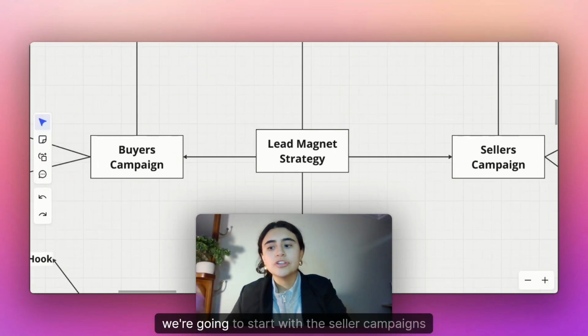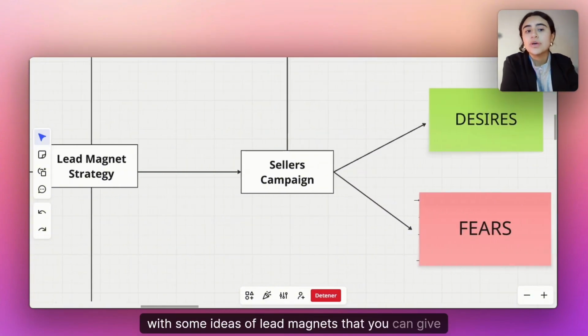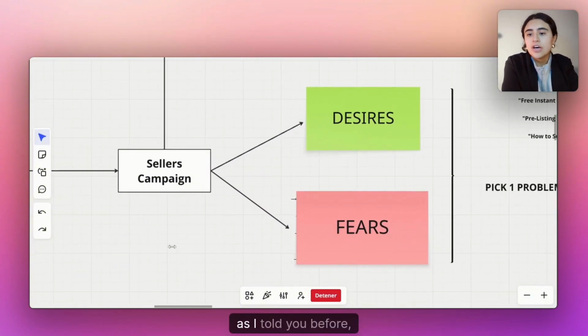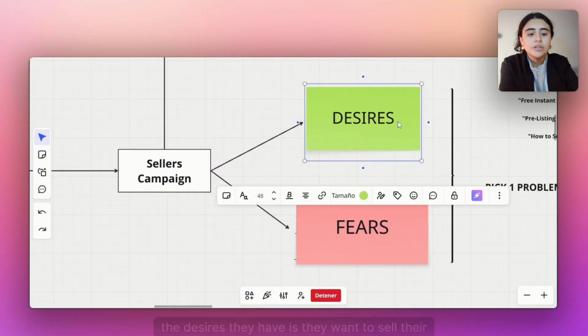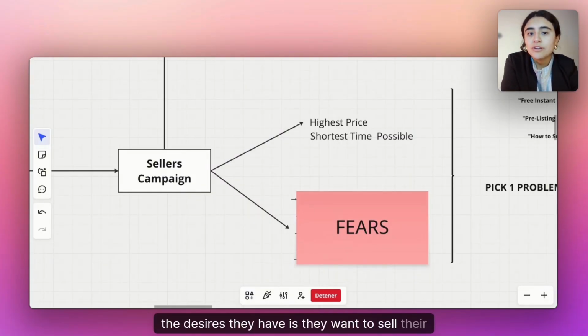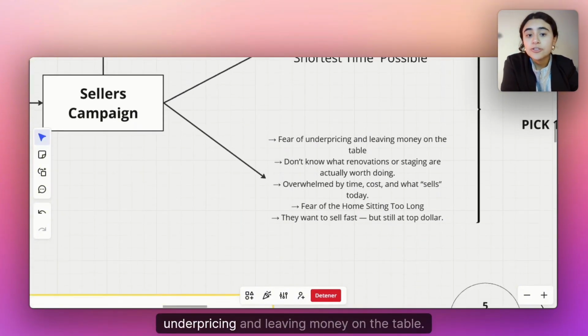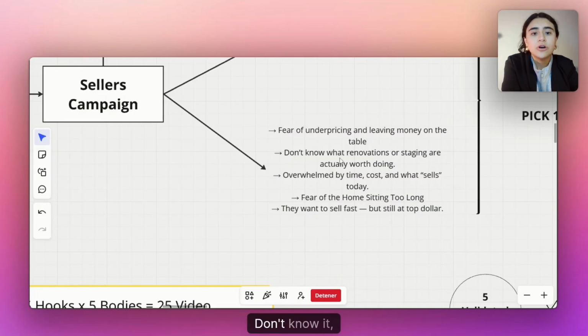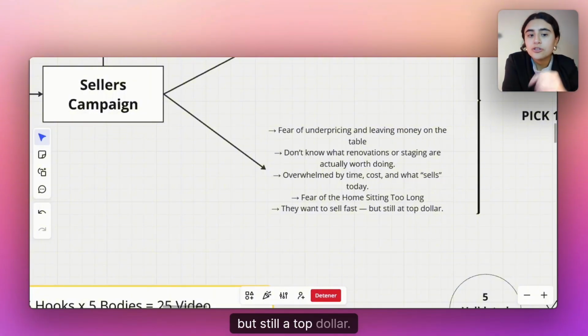So for example, we're going to start with the seller campaigns with some ideas of lead magnets that you can give them. And for this, as I told you before, you got to understand the desires and fears they have. So for example, the desire they have is they want to sell their home at the highest price in the shortest time possible. And some fears sellers have are the fear of underpricing and leaving money on the table, not knowing what renovations to do, being overwhelmed by time, cost, and what sells today, and the fear of the home sitting too long. They want to sell fast but still at top dollar.